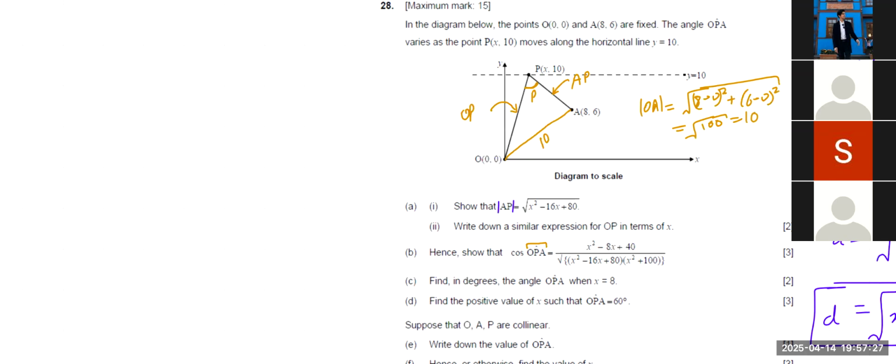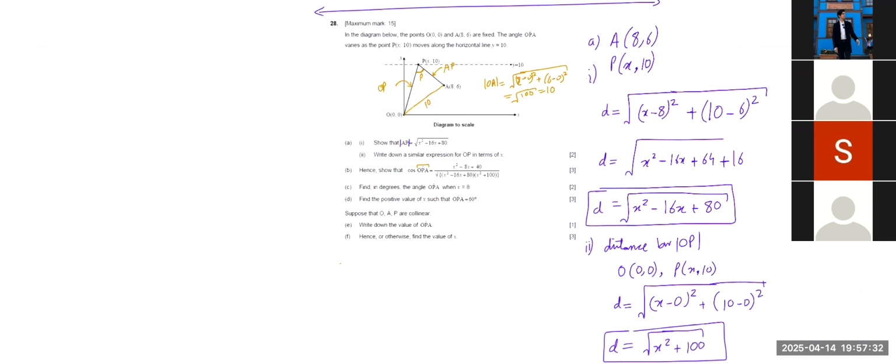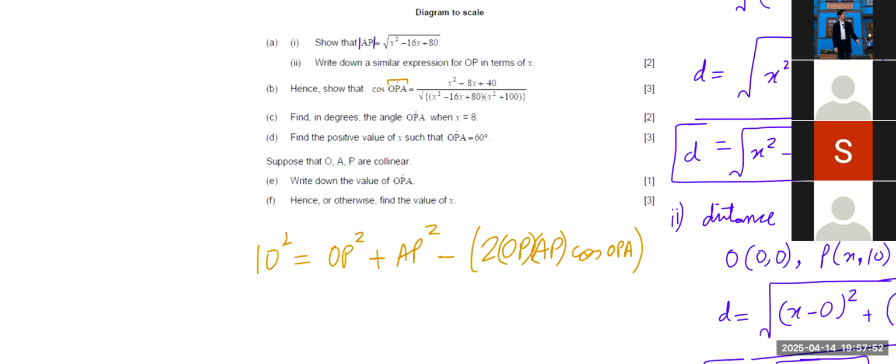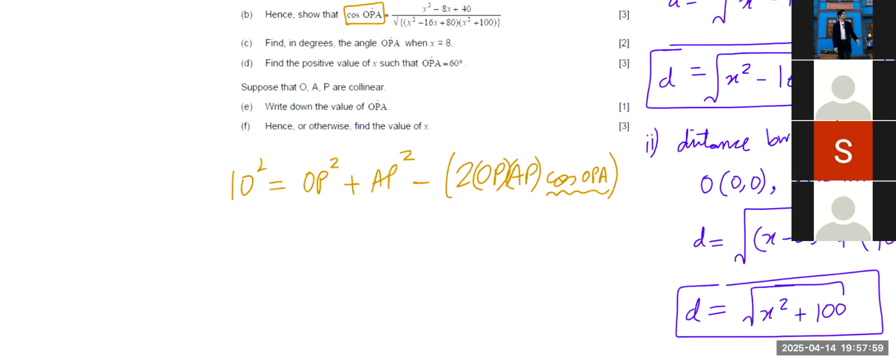So let's write down the cosine rule. It's going to be 10 squared equals OP squared plus AP squared minus, because the other two sides are OP and AP, minus 2 times OP times AP times cosine of the angle that I'm trying to find. Let's call it OAP. No, OPA, sorry. Okay, so now all I gotta do is make cosine OPA the subject. So I gotta make this guy the subject. I will start by moving both of these guys to the left by subtracting them.